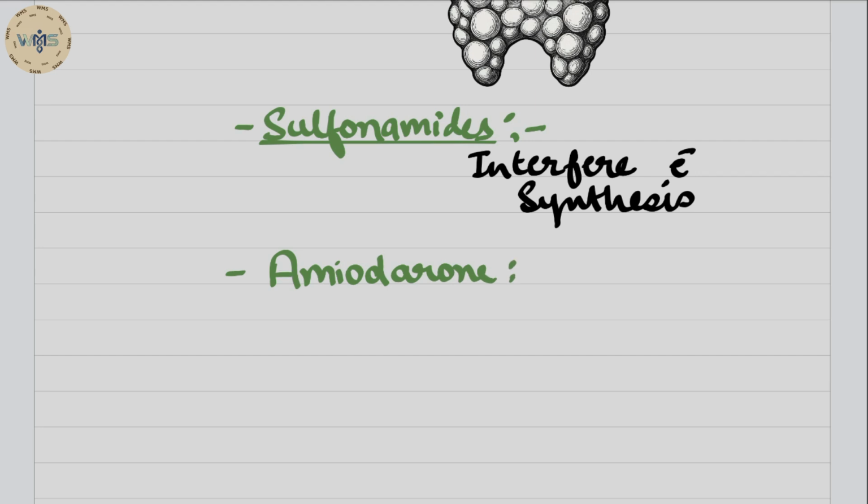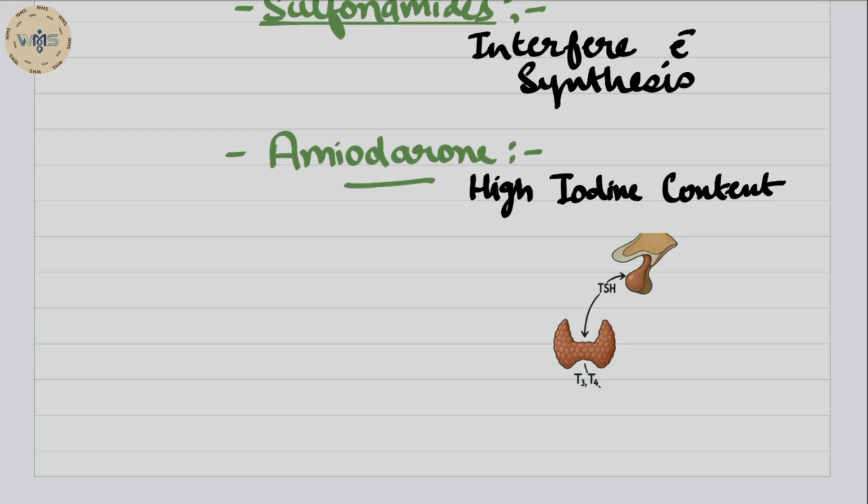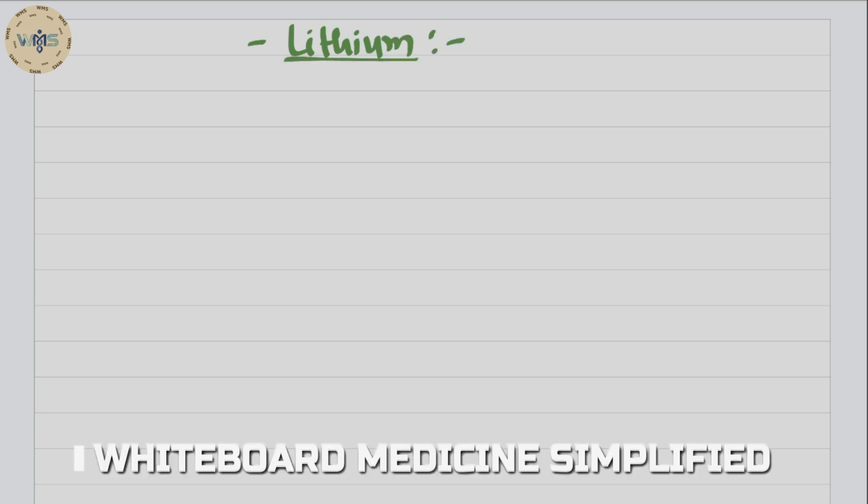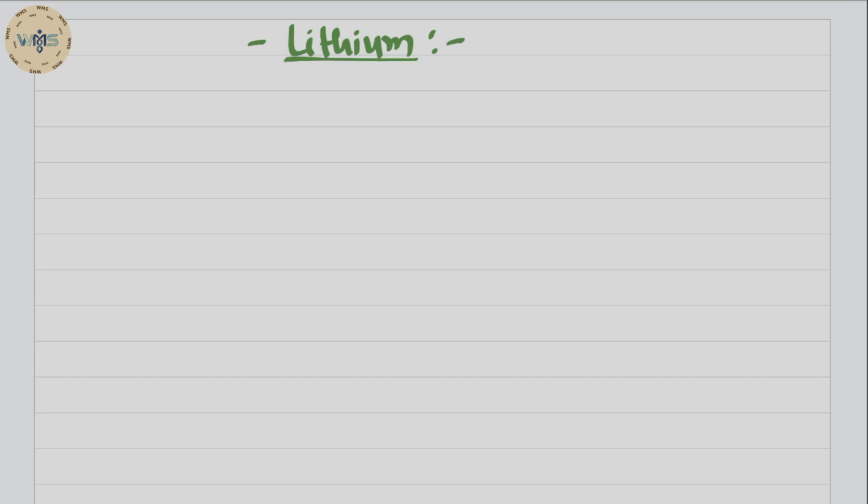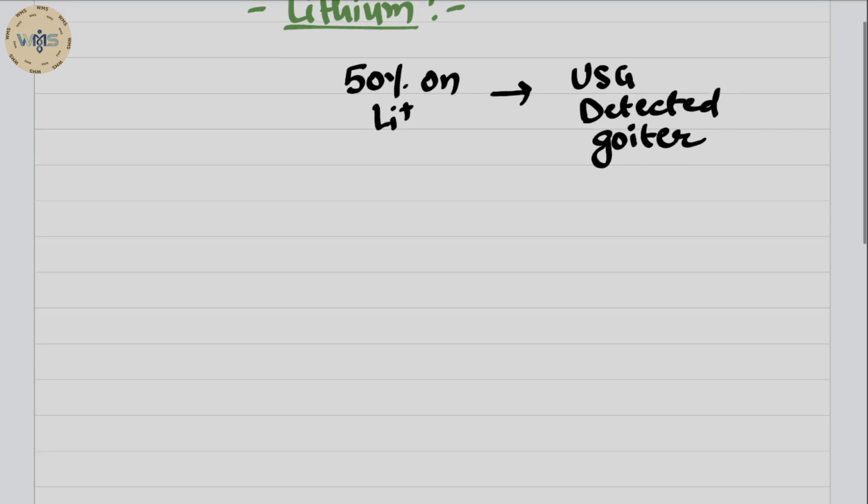Amiodarone, because of its high iodine content, can cause significant hypothyroidism. The T4 level is low or low normal, and TSH is elevated, usually over 20 milliunits per liter in case of amiodarone. Lithium also gets concentrated in the thyroid gland and directly inhibits the release of T3 and T4. It has been observed that 50% of the patients taking long-term lithium medicine have an ultrasound detected goiter.